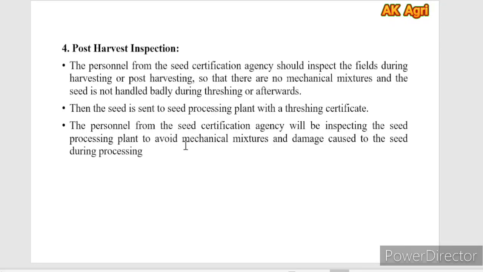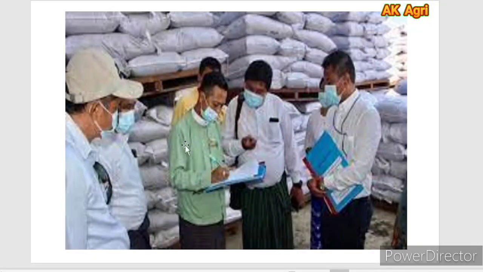So this is about the post-harvest supervision by the seed certification agency. You can see here, the seed certification agency, after the harvesting, when the seed is in the processing unit, will be checking some of the seed standards and thereby avoiding mechanical mixtures in the processing.